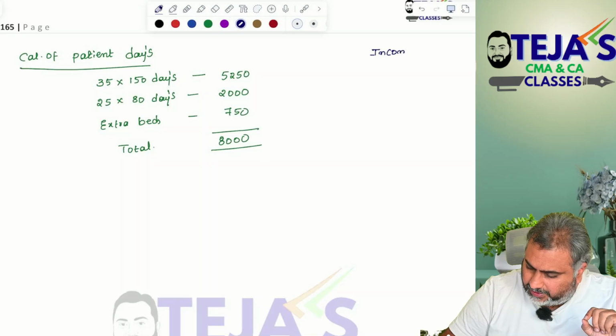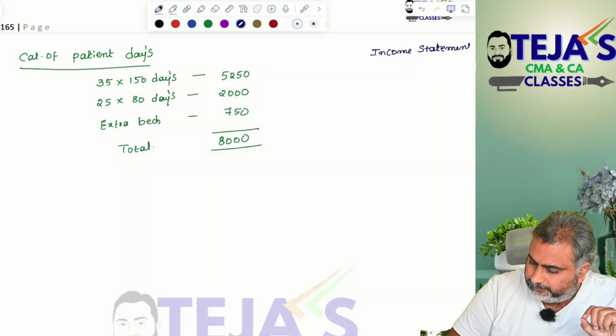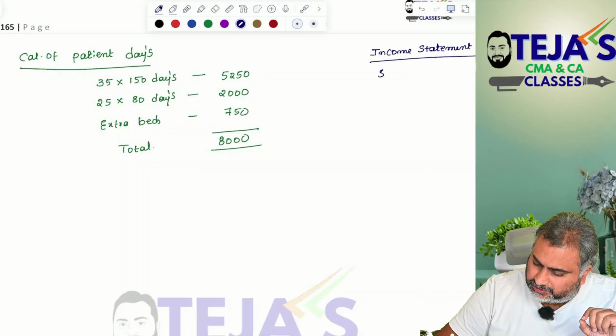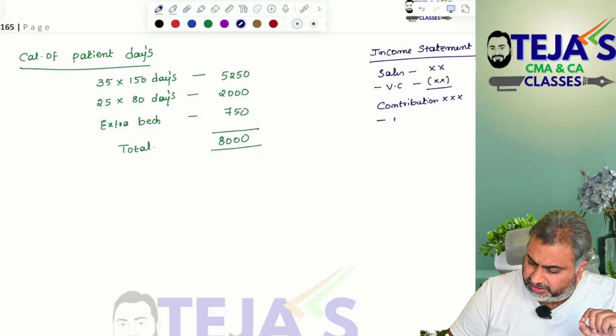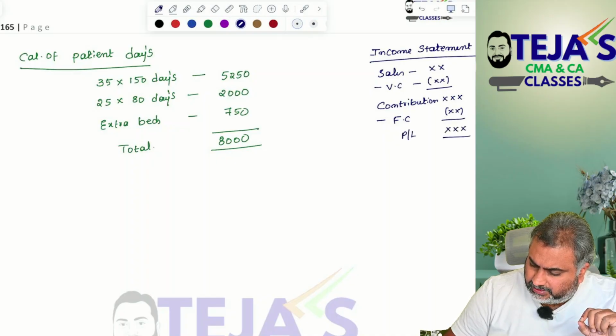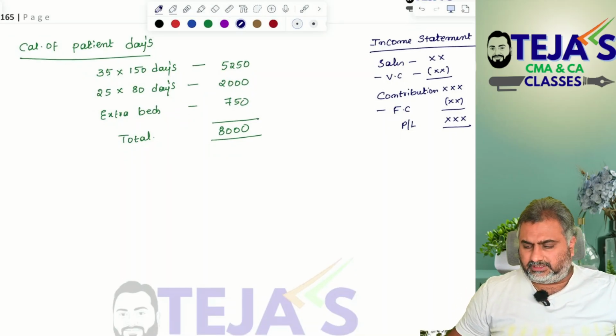So what is our income statement? From your sales, if you eliminate variable cost, then we are getting contribution. From that, eliminate fixed cost. Then we will get profit or loss. In costing point of view, this is our marginal cost.